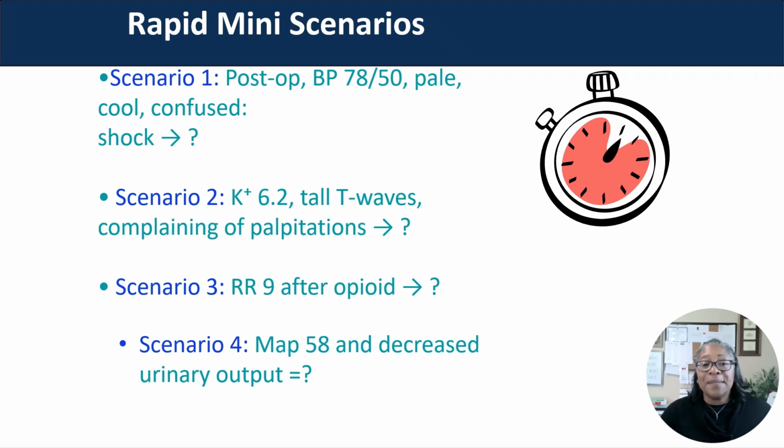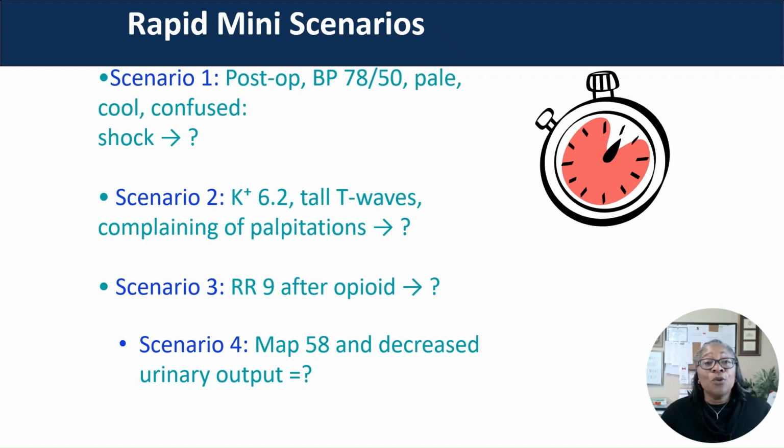Scenario two, potassium 6.2, tall T waves, complaining of palpitations. Next best step, put the patient on a cardiac monitor now, stat. Then prepare, possibly if there's an order, for insulin and glucose because that's going to help bring that potassium down, help it shift back into the cells.